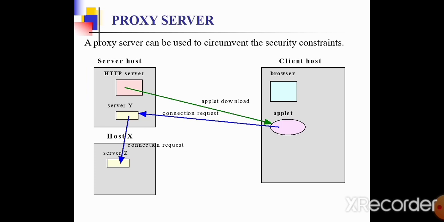So the connection is available, or it is good. It will get a good connection request to the host. So this is a server that has a host X.